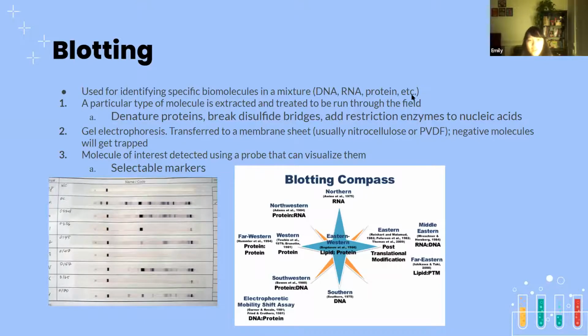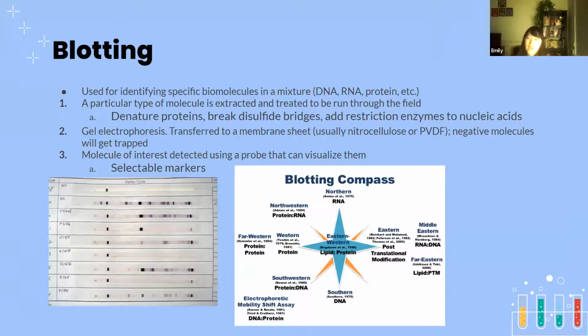There's a field, and the proteins are denatured, the disulfide bridges are broken, and restriction enzymes, the snippy things, are added to nucleic acids. This just means that before you run it through the field, you have to break it down. And then gel electrophoresis is used. The molecules are separated based on size, and the negative molecules will get trapped while the positive ones travel further. And then we use a selectable marker, again, something that tells us that the molecule is there. These are detected using a probe that helps you visualize your targeted molecule.